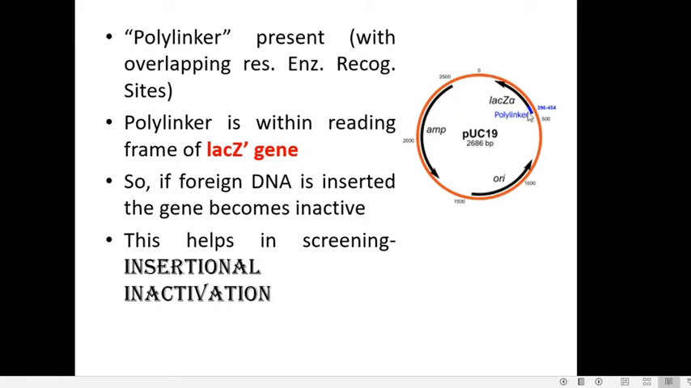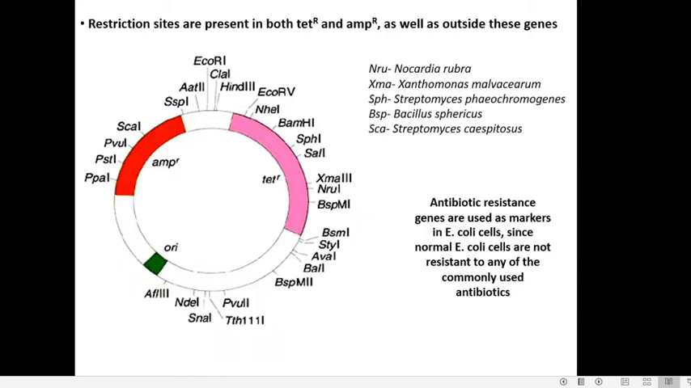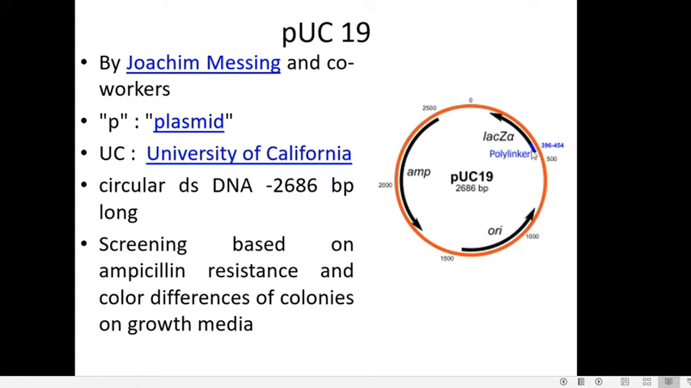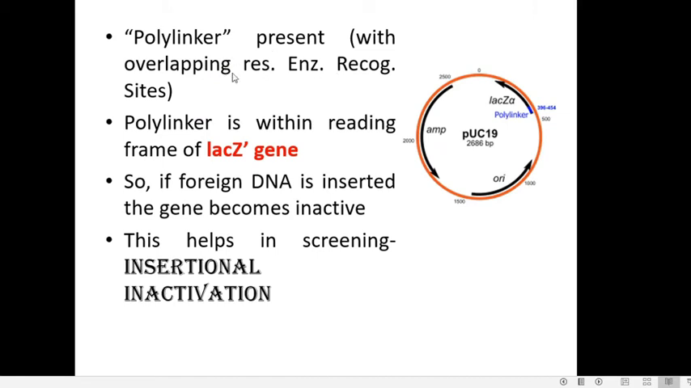Polylinker means it is in this region that all the restriction enzyme sites are present. This is unlike the pBR322 vector which we saw earlier. In pBR322, we could see that there are restriction sites for different types of restriction enzymes, but they are scattered throughout this vector. They are present at different regions. But in pUC19, all the restriction sites for all restriction enzymes are present together in this region. So we can say they are rather overlapping sequences. That means all the recognition sites of the restriction enzymes are seen as overlapping sequences.